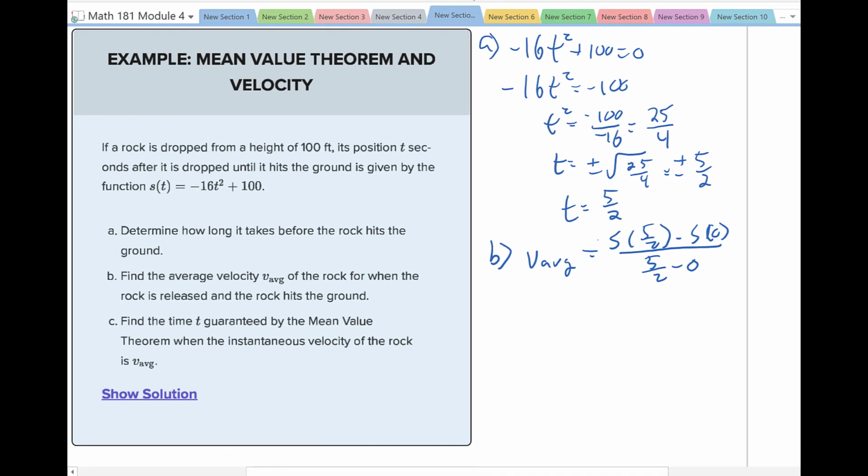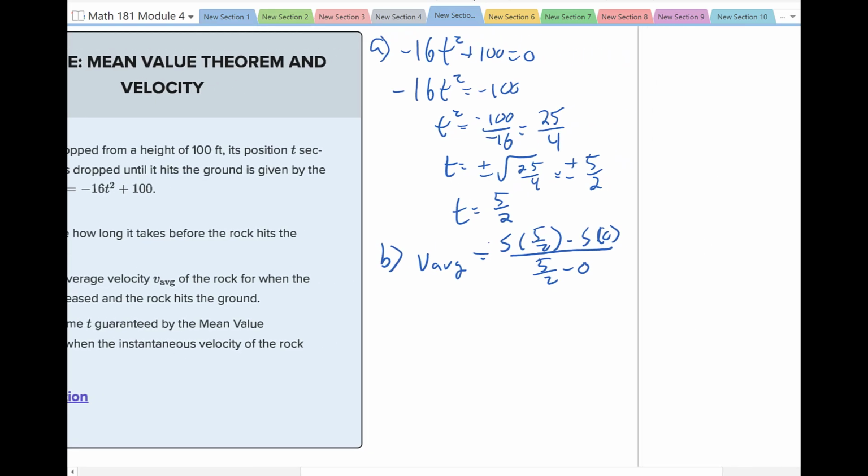So, just checking my math here. No, that's all good. Okay. So, what are we going to have there? Well, at 5 halves, we already did the math. We found that that's where the elevation was 0.